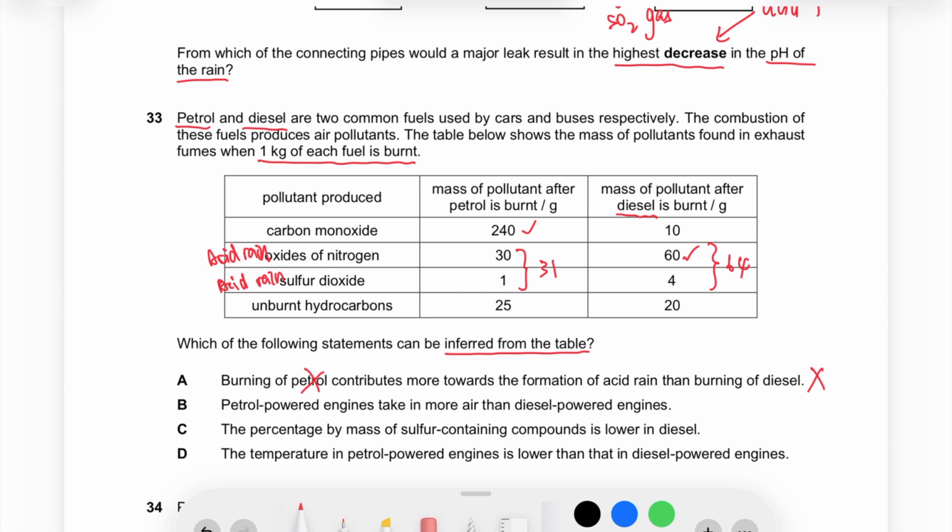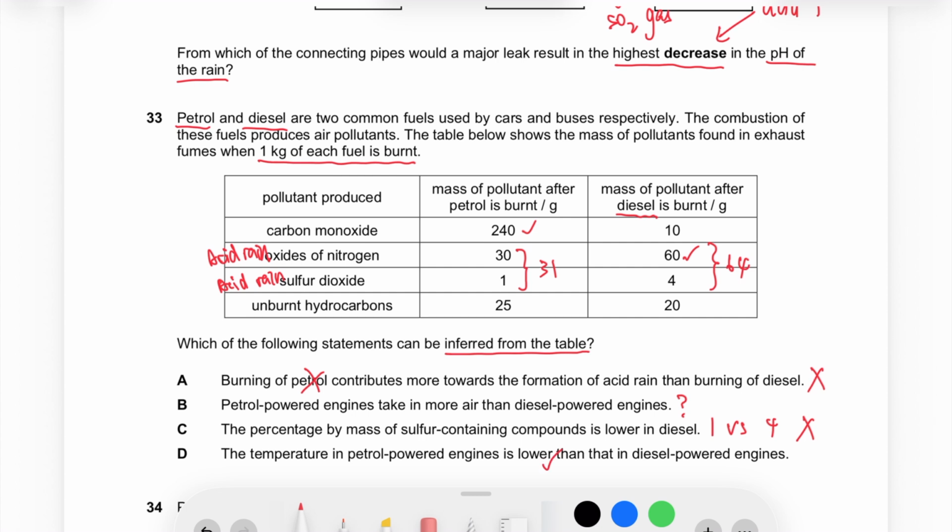This one you can't tell for now. Okay, let's just put a question mark first. The percentage by mass of sulfur-containing compounds is lower in diesel. So sulfur is also this one, 1 versus 4. Is lower in diesel is not true. Okay, it's higher. Okay, so the temperature in a petrol-powered engine is lower.